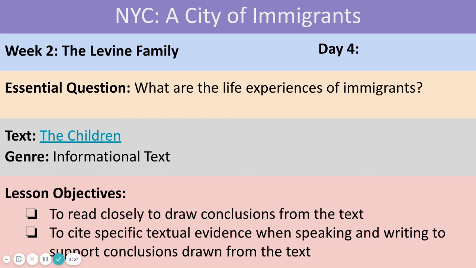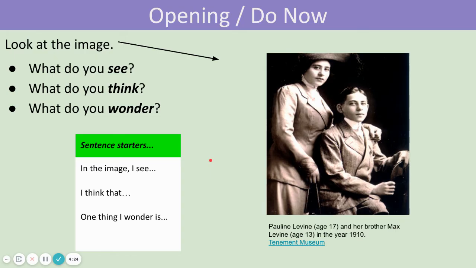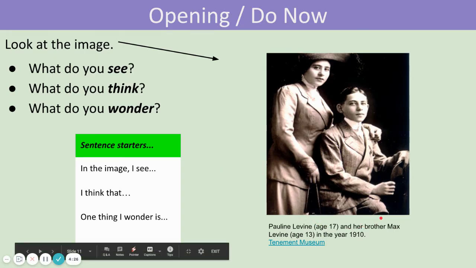Can somebody please read the second lesson objective? Good. To cite specific textual evidence when speaking and writing to support conclusions drawn from the text. Good. Whenever we make an inference or draw a conclusion, we always want to show our evidence for our reasoning. Good. Let's look at our warm-up today.